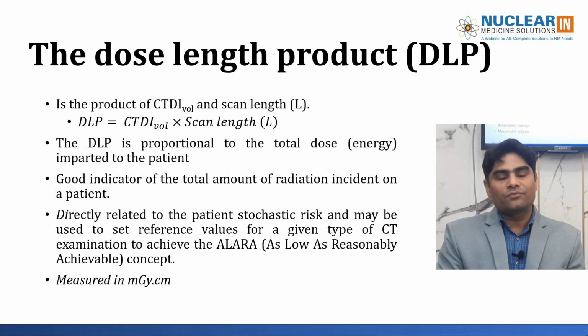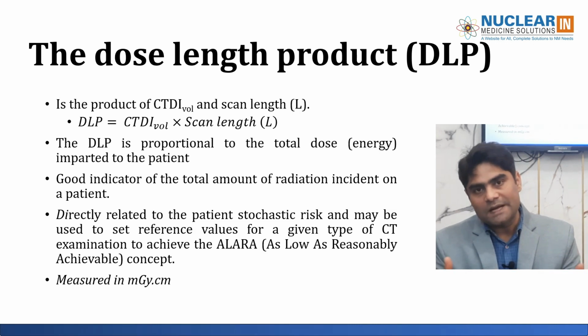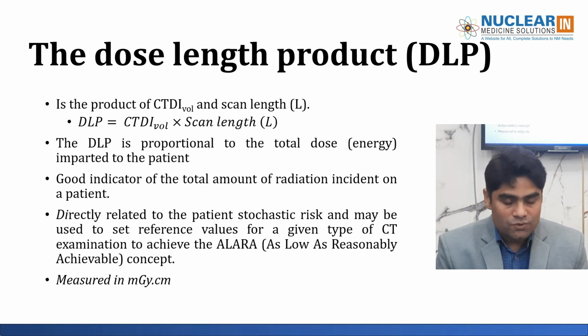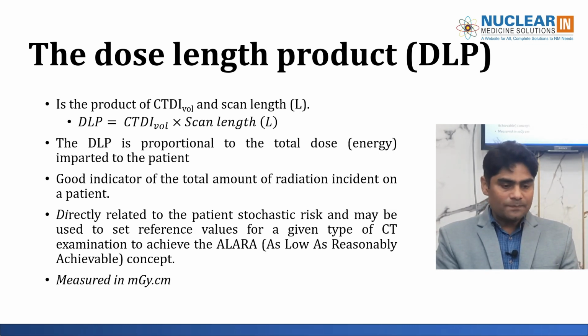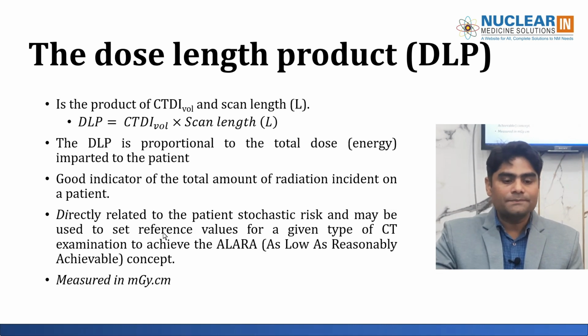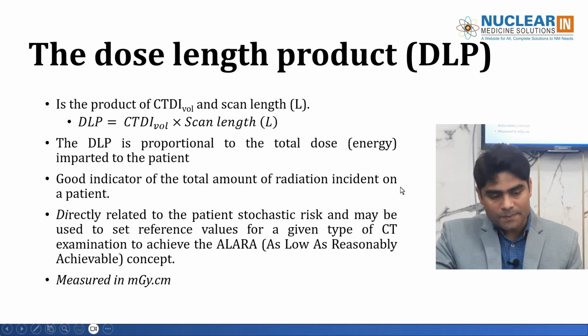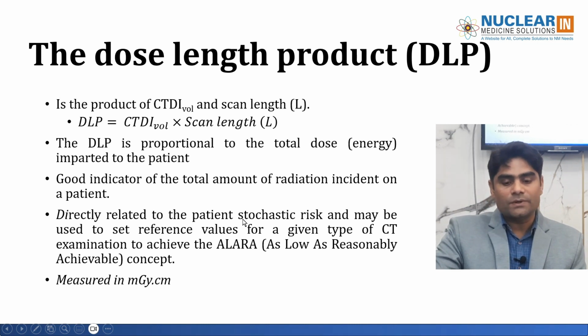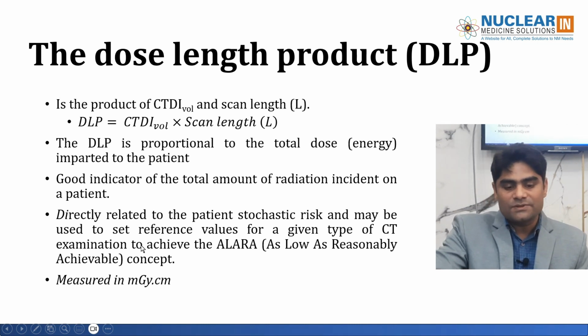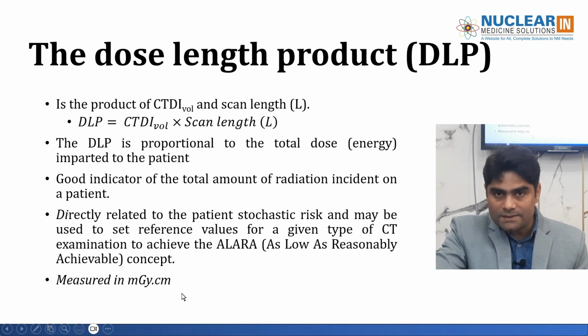If the output is multiplied with the length, it becomes the absorbed dose to the patient. DLP is the product of CTDI vol and the scan length, and it is proportional to the total dose imparted to the patient. It is a good indicator of the total amount of radiation incident on the patient, is directly related to the patient's stochastic risk, and may be used to set reference values for a given type of CT examination to achieve the ALARA concept. It is measured in milligray centimeter, as it contains both factors, length as well as CTDI vol.